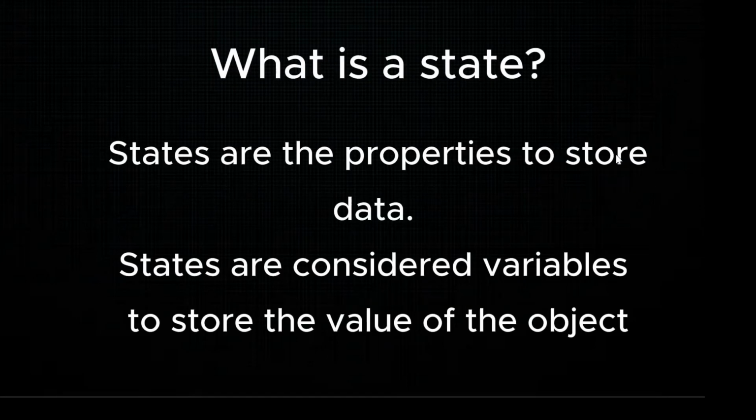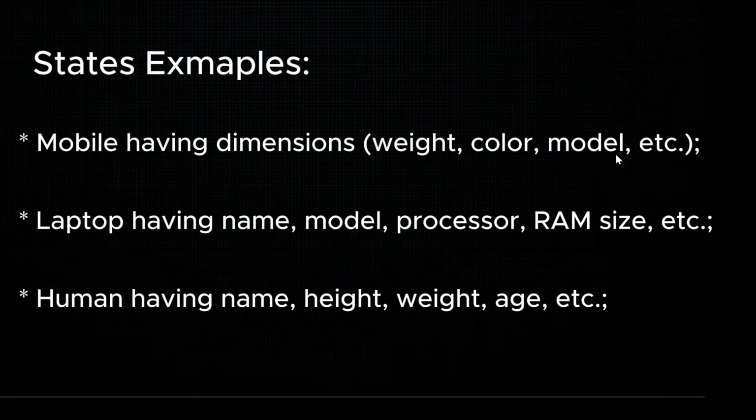So what is state? State are the properties used to store some data. And also we have another definition for state. States are also considered as variables to store the value of an object. An example for state: here we have mobile having dimensions. It can be weight, it can be color, it can be model of that specific mobile. So here mobile is considered as an object.